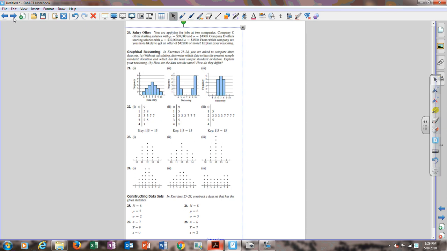Number 21, you're asked to compare three data sets without calculating. Determine which data set has the greatest sample standard deviation, which has the least sample standard deviation. Explain your reasoning. So the one that has the greatest sample standard deviation is going to be number 2, and it's because the bars are the highest farthest out from the center.